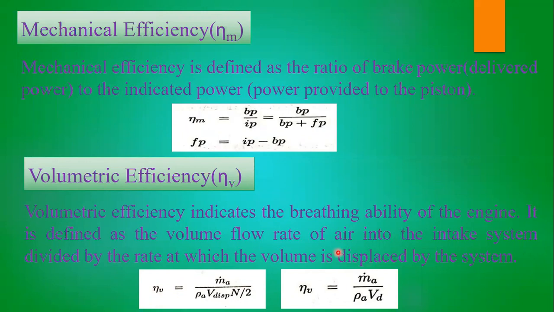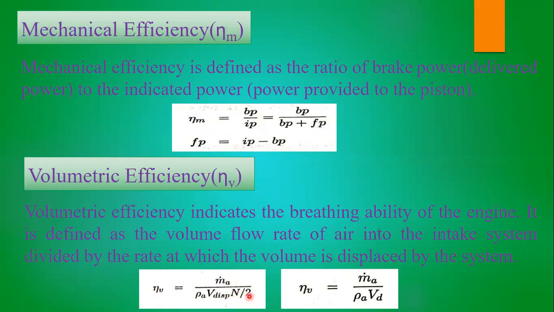Why? Because the fuel quantity is less here. Whether it may be an SI engine, the quantity of fuel we are going to take is small when compared to air. If we take 1 kg of fuel, we are going to take 15 kg of air, right? So it can be negligible. So it is going to depend upon the volume or mass flow rate of air divided by the rate at which volume is displaced, the displacement volume. And here rho is nothing but the density, and n by 2 is the RPM.